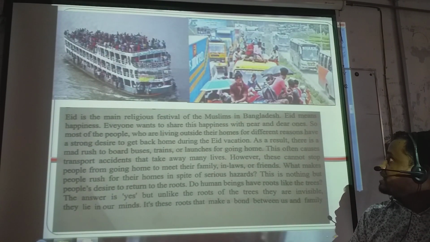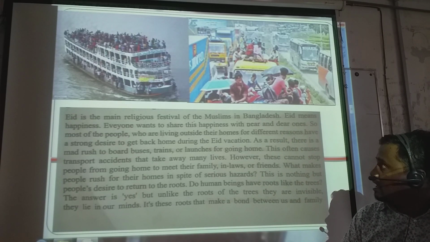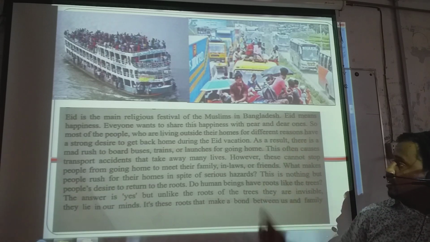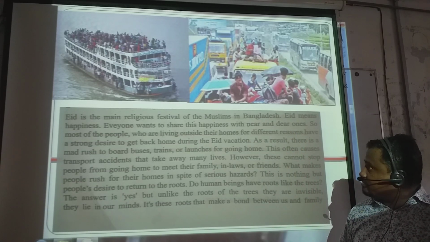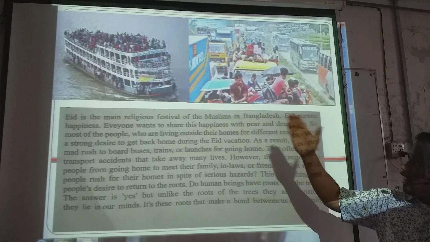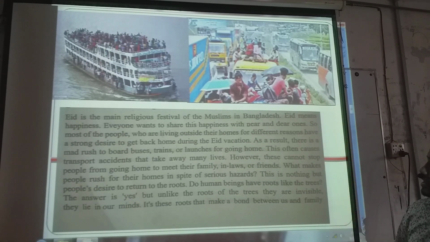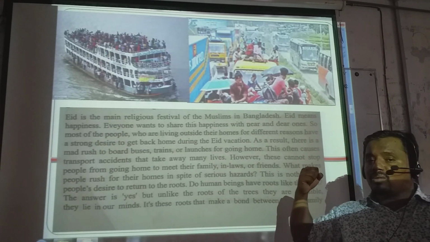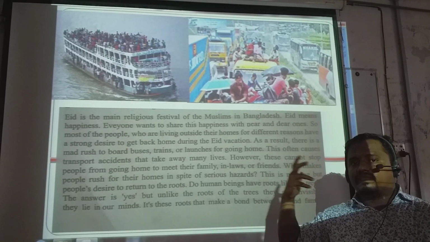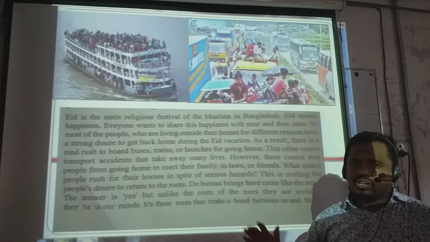Look at the pictures also. A steamer, you can say, or a launch. And there are several buses carrying passengers. In both of the vehicles, the launch and the buses, people are overcrowded. And these are the common pictures. These are the pictures of our Eid festivals. And we can see these pictures every year.